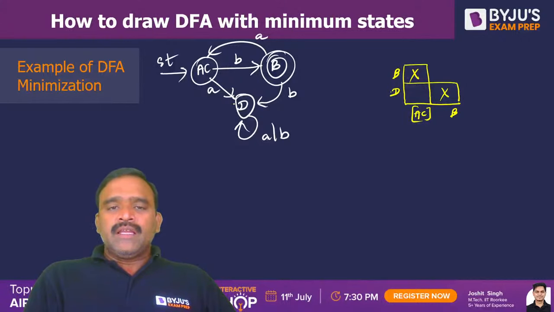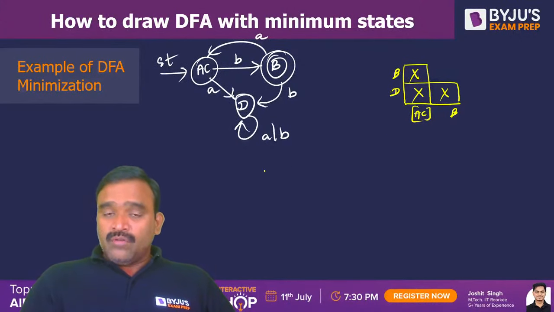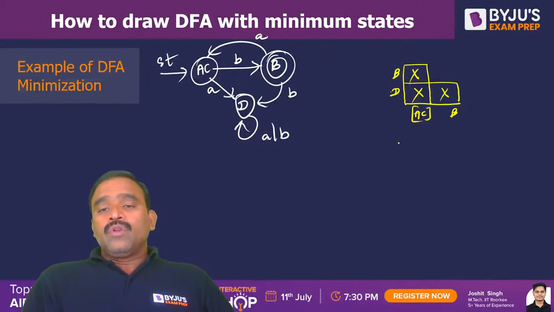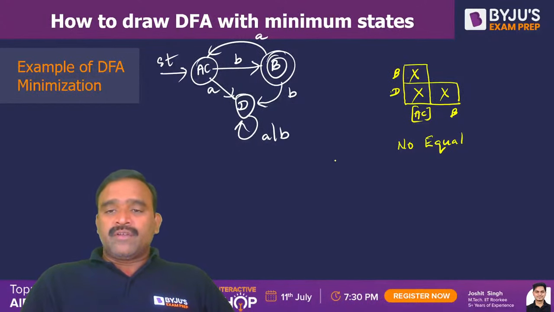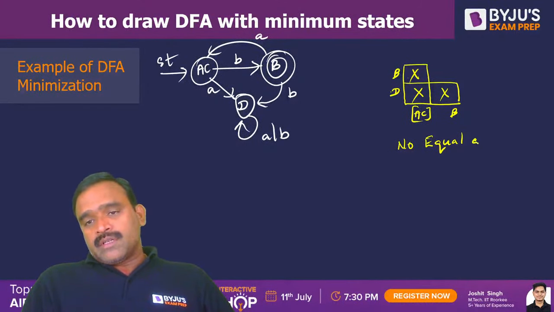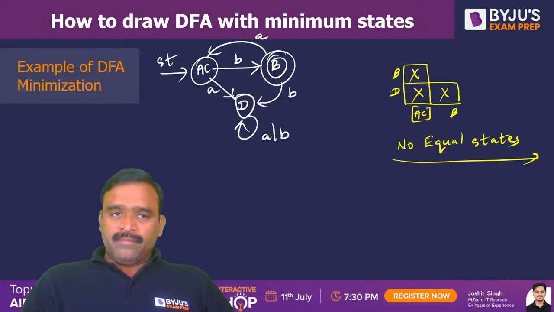AC on A is D. D on A is D. And AC on B is B. D on B is D. So BD is marked. So we can mark. All are marked. All are marked means no further minimization possible. No equal pairs again, so we can confirm that there won't be minimization further for it. No equal states. All are distinguishable. So there is no further minimization possible for it.